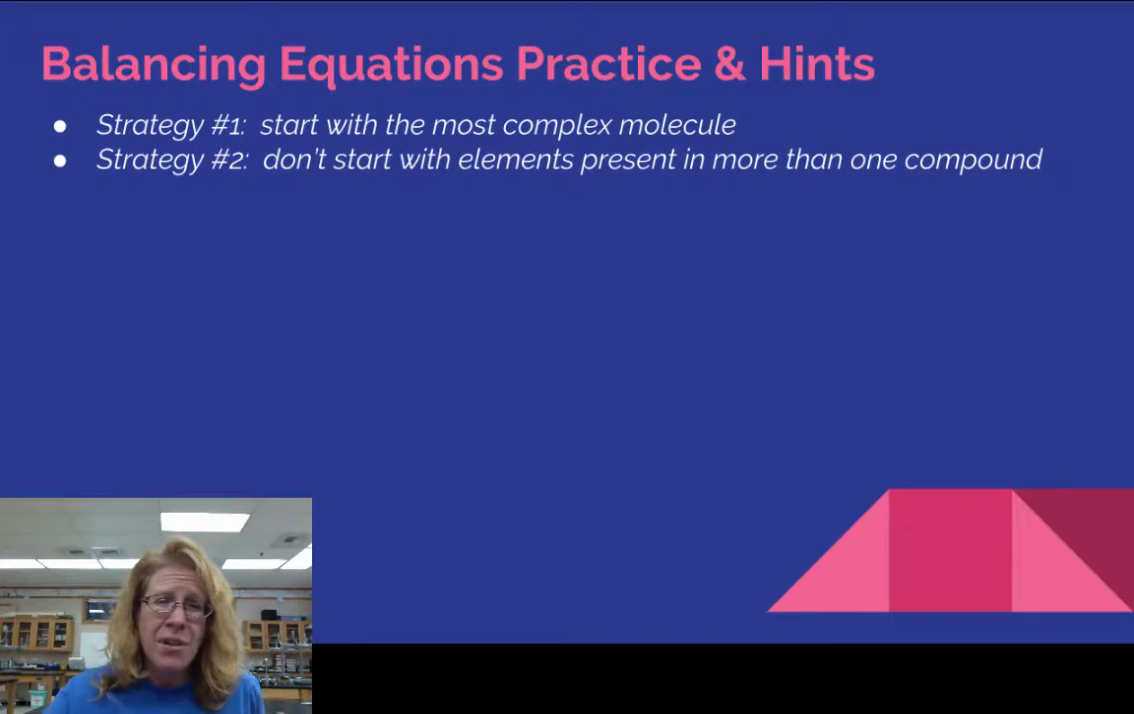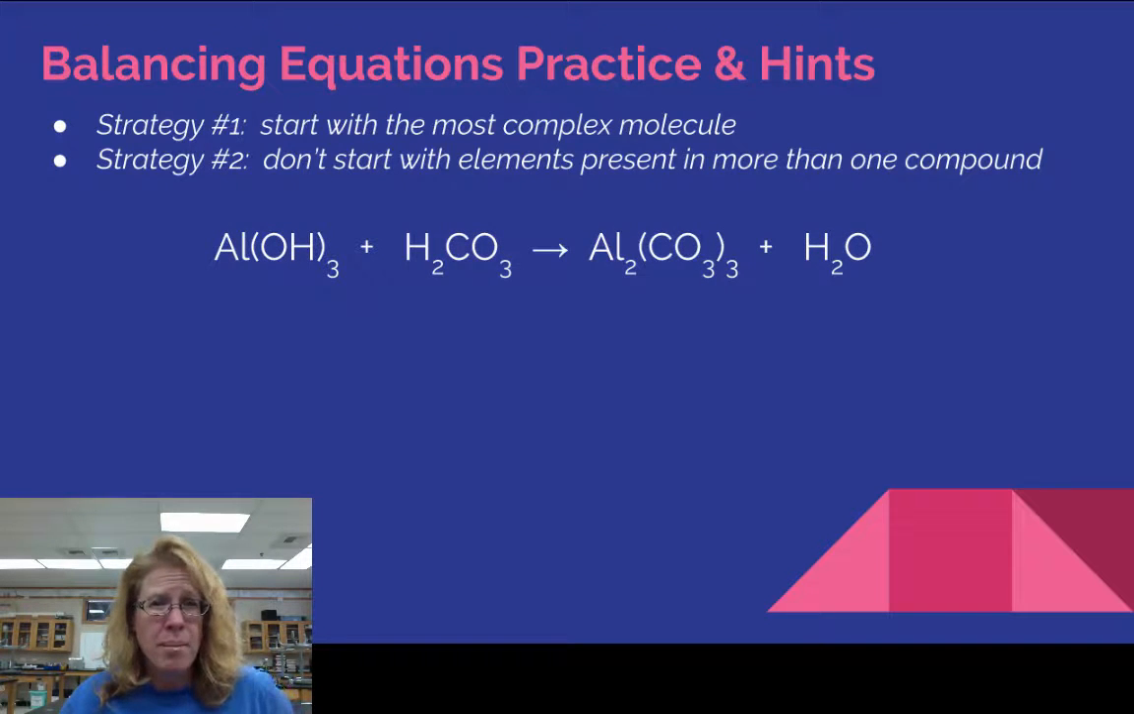Strategy number 2, if you've got elements that are present in more than one compound, like in this case oxygen and hydrogen are all over the place, don't start with balancing those. Start with balancing something else. So here's my equation I'm going to use. This is aluminum hydroxide. This is carbonic acid or hydrogen carbonate. This is aluminum carbonate, and this is water over here.